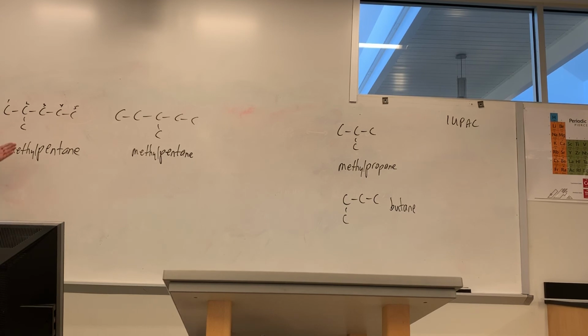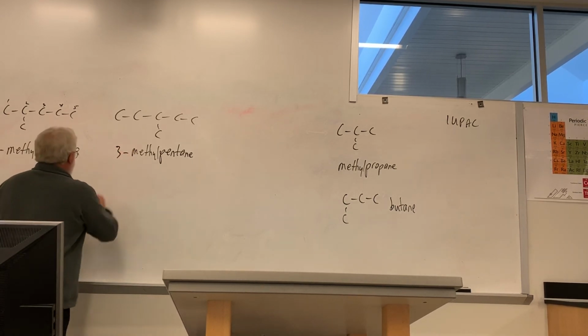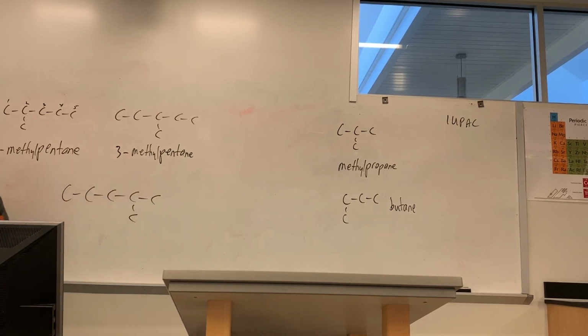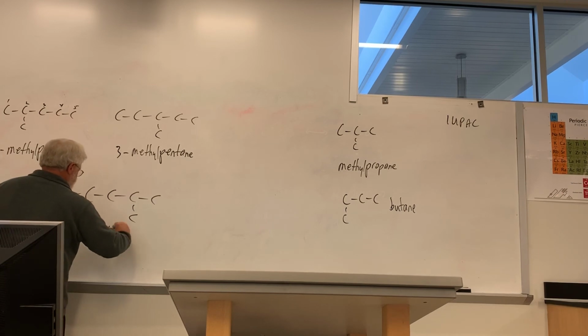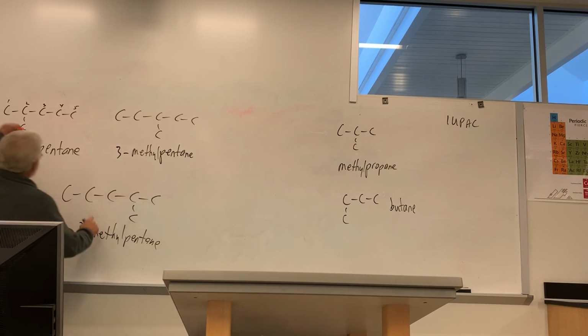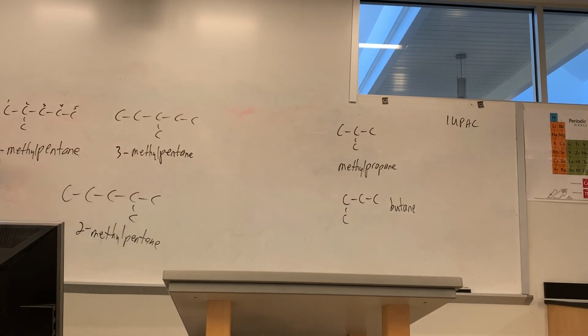If this is 2-methylpentane, this logically is 3-methylpentane. And this logically is 2-methylpentane. Left to right, right to left, this is the same as this. This is also 2-methylpentane. These are the same compound. All I do is take this and flip it over.